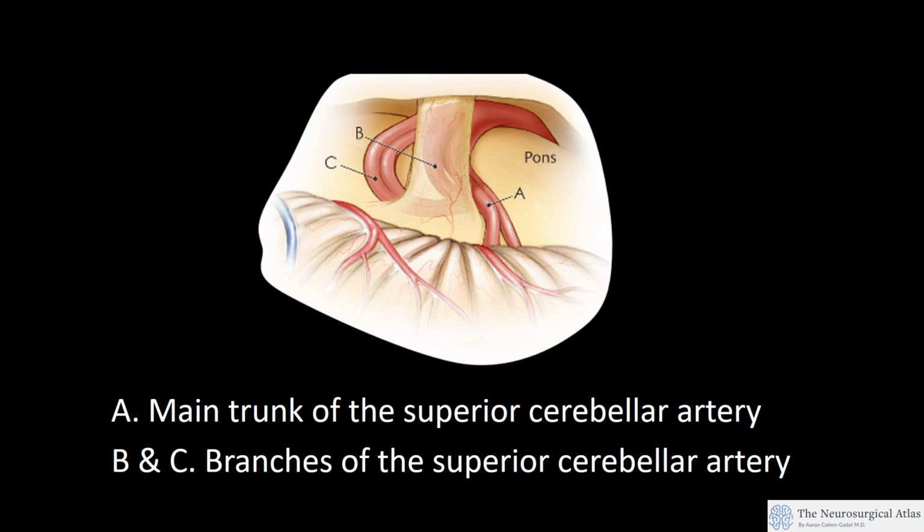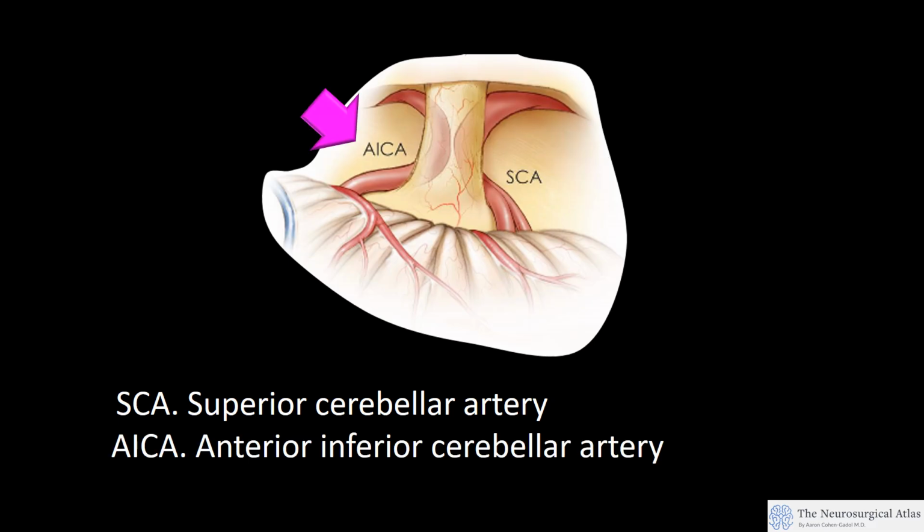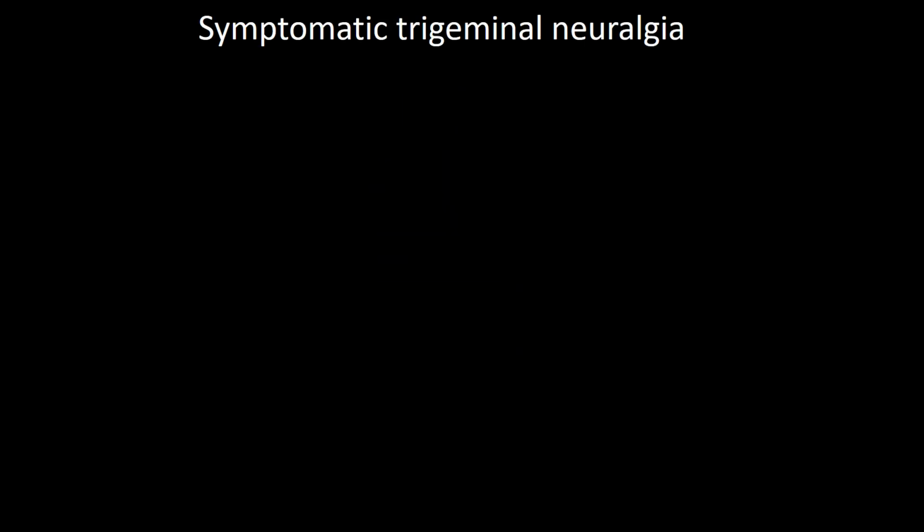Most of the time, the artery involved is the superior cerebellar artery, either main trunk or one of its branches. In addition to the superior cerebellar artery, other vessels that may compress the trigeminal nerve are the anterior inferior cerebellar artery, the trigeminal vein, and the petrosal vein. The second type of trigeminal neuralgia is referred to as symptomatic trigeminal neuralgia.